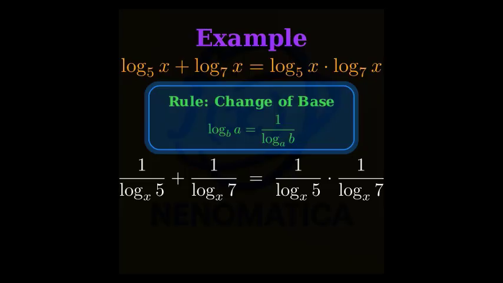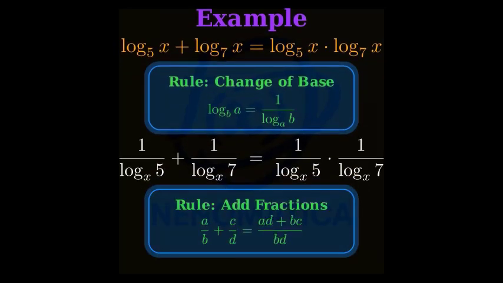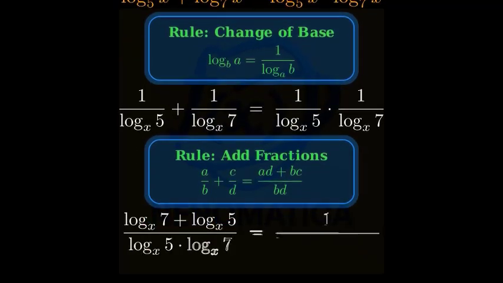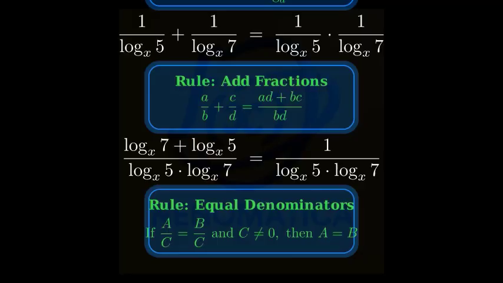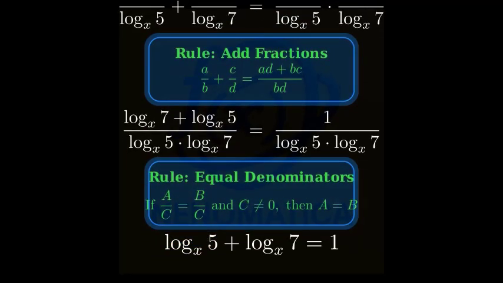Step 2. Add the fractions on the left using a common denominator. The common denominator is log base x of 5 times log base x of 7. So the left side becomes the sum in the numerator over that common denominator. Step 3. The denominators on both sides are equal and non-zero for valid bases, so we can cancel them. If a over c equals b over c, with c not zero, then a equals b. This yields log base x of 5 plus log base x of 7 equals 1.